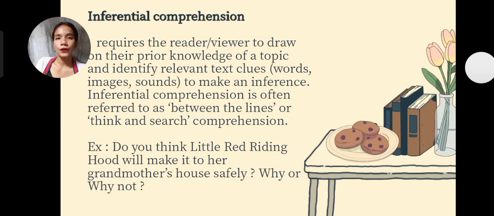So let's move to the second level of comprehension, which is the inferential comprehension. It requires the reader or viewer to draw on their prior knowledge of a topic and identify relevant text clues such as words, images and sounds to make an inference. This level of comprehension is often referred to as between the lines or think and search comprehension. So for example, do you think Little Red Riding Hood will make it to her grandmother's house safely? Why or why not?